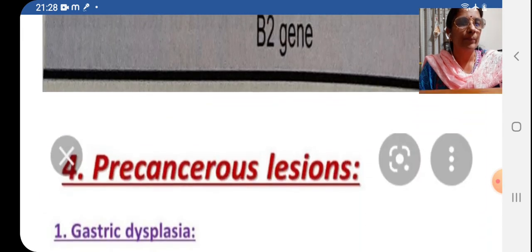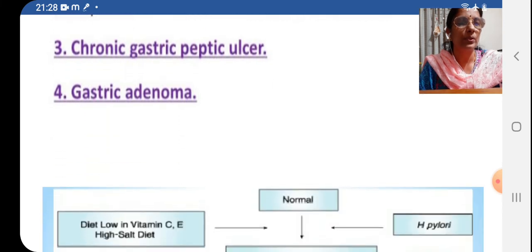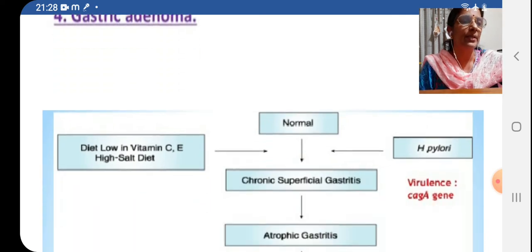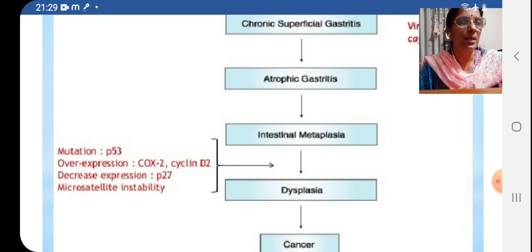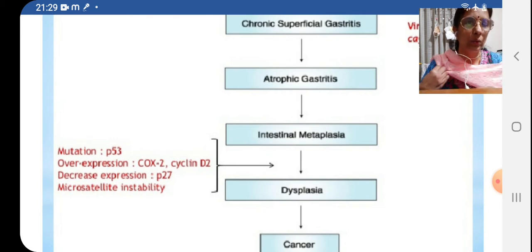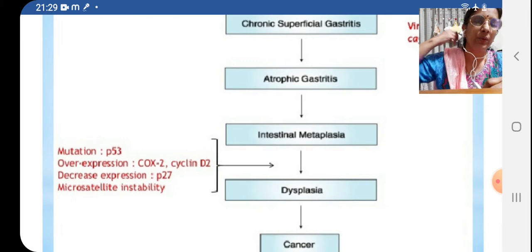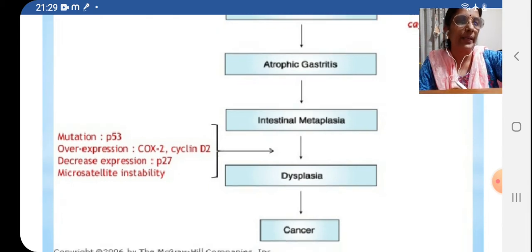Okay. Then I have already told you the precancerous lesions of the stomach: gastric adenoma more than 2 cm in size, chronic gastritis, like that. Whenever there is a normal mucosa of the stomach, H. pylori infection or low vitamin C and a high salted diet finally leads to chronic superficial gastritis, leading to atrophic gastritis, and intestinal metaplasia occurs. And because of the intestinal metaplasia, the dysplasia starts because of the overexpression of COX-2, cyclin D2, and mutation of P53, which can lead to development of gastric dysplasia and gastric cancer.